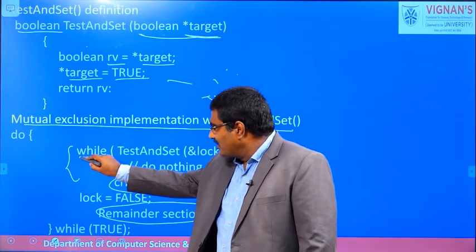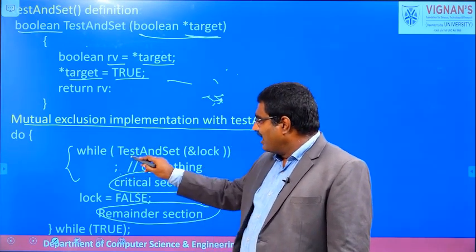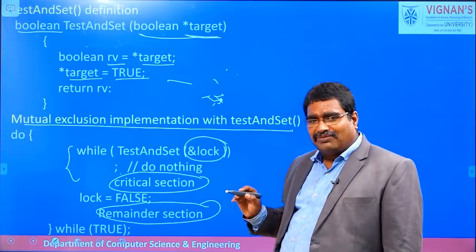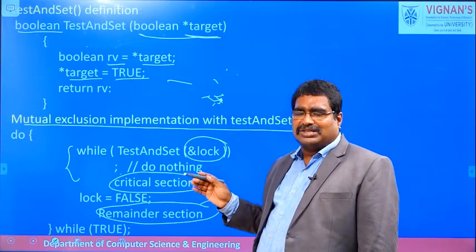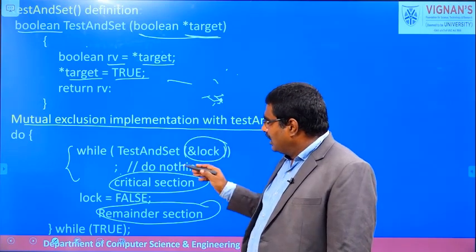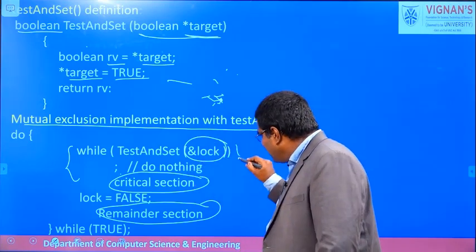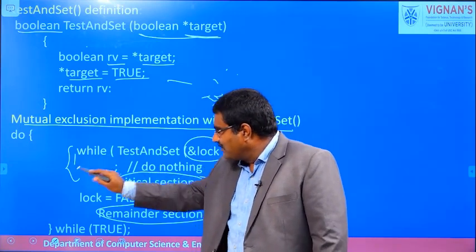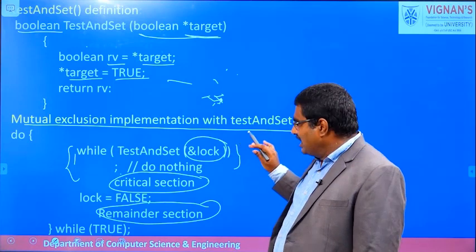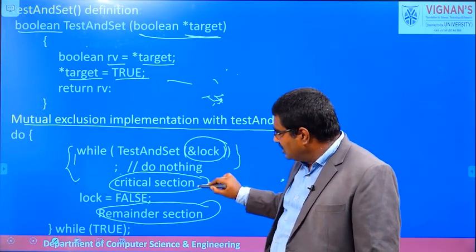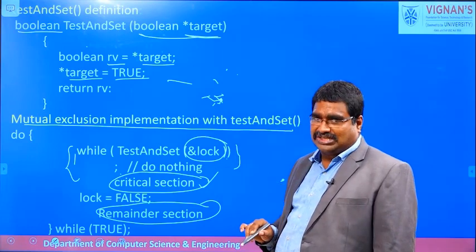So the code we are using in the entry section is while TestAndSet(lock). Here the lock is a Boolean variable and it is a global variable, that is, all the processes are accessing the lock variable. Next we will discuss the entire execution in the next slide. These are the two statements used for the entry section, and its main purpose is that if no process is in the critical section, then only this process is allowed to enter the critical section.